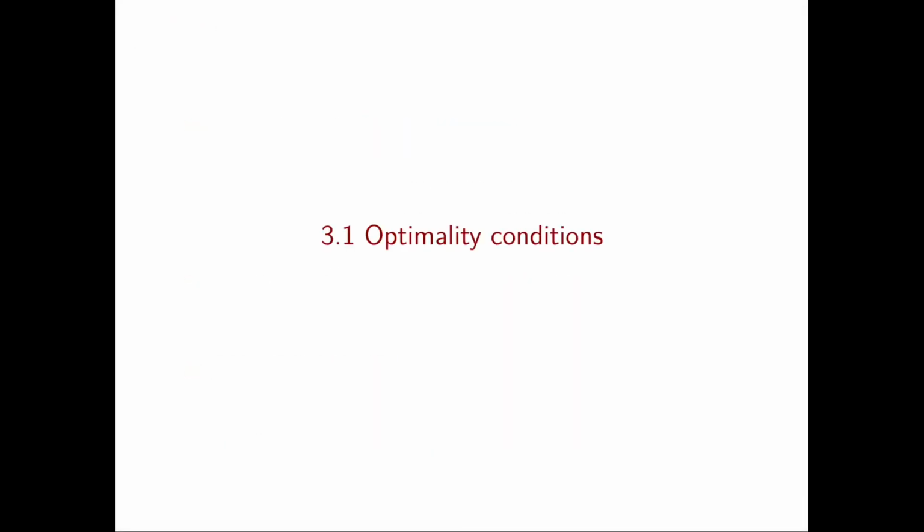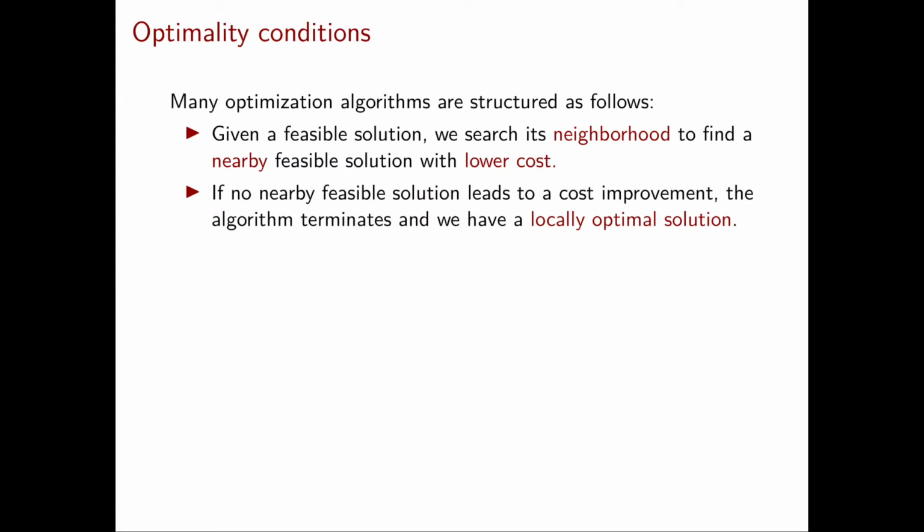We are now ready to dive into optimality conditions. Now, many algorithms to solve optimization problems have a very similar structure. Namely, they are iterative, and at every iteration they have a feasible solution and they search for a better one. But they don't search for a better one among all the possible feasible solutions because that is too difficult, but they only search for a better solution in a neighborhood of such a solution. And this neighborhood is defined ad hoc based on the problem.